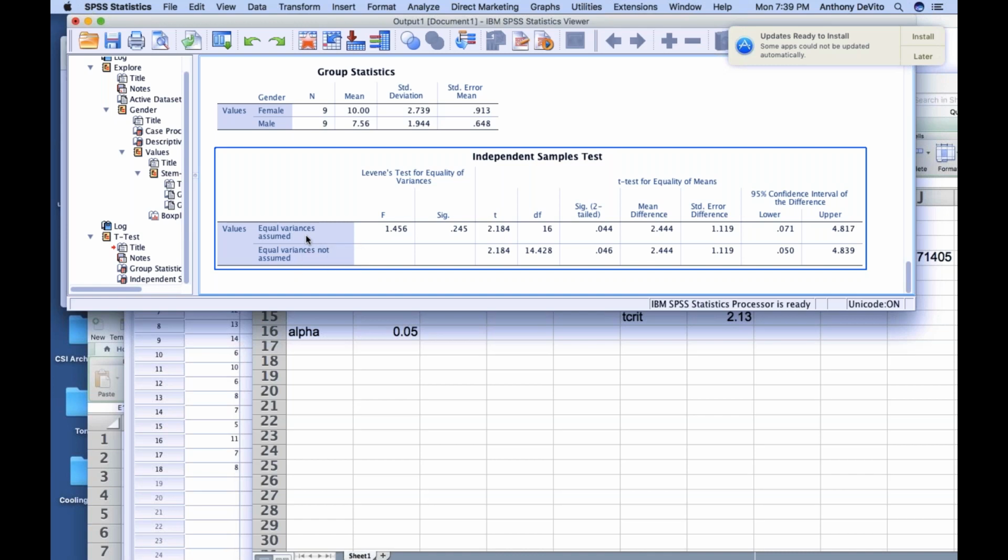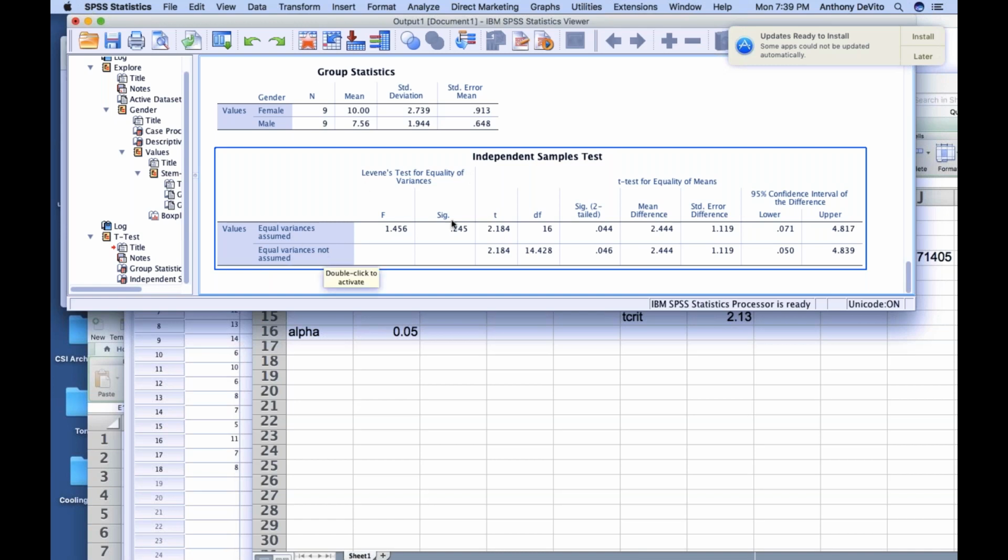Our null is that they're equal, right? So the top line, that they're equal, is what we're going to use unless this Levene's test gives us enough ammunition to reject that null that they're equal and use the alternative that they're unequal. In other words, the bottom line.